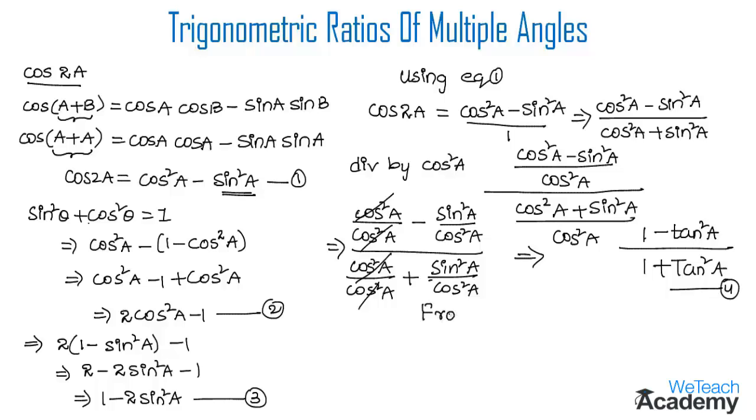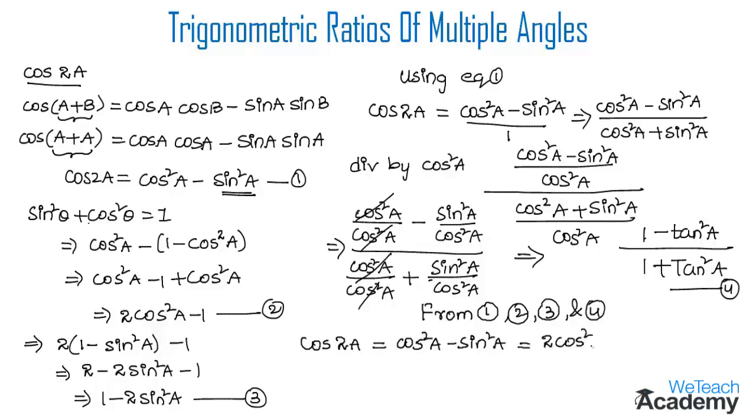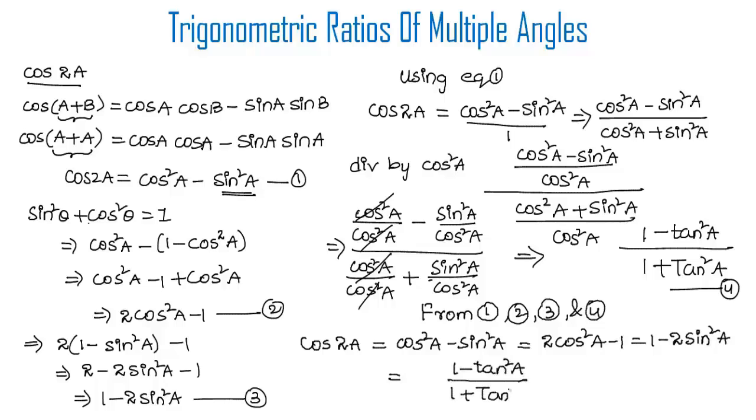From equations 1, 2, 3 and finally equation 4, we can say that the formula for cos 2A is equal to cos square A minus sin square A in terms of both cos and sin, also equal to 2 cos square A minus 1 in terms of cos, also equal to 1 minus 2 sin square A in terms of sin, and the last formula is also equal to (1 minus tan square A) divided by (1 plus tan square A) in terms of tan.